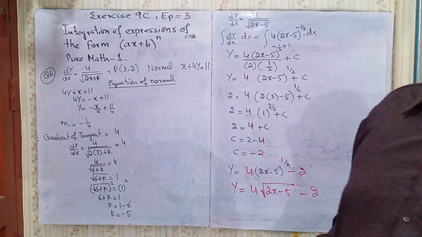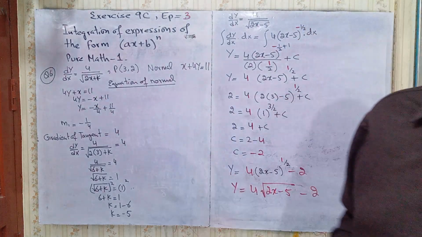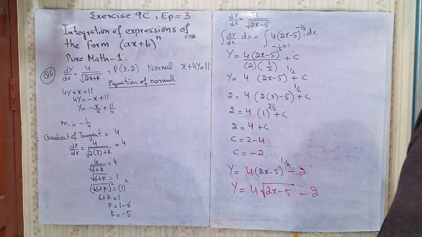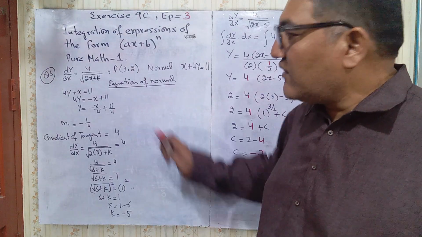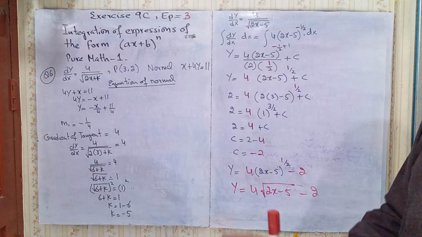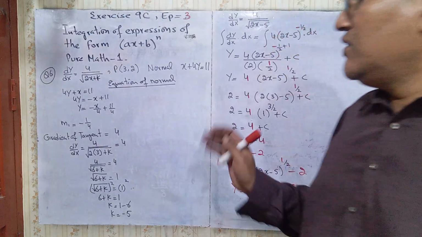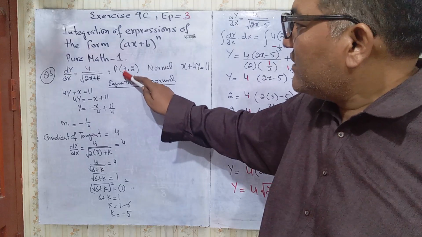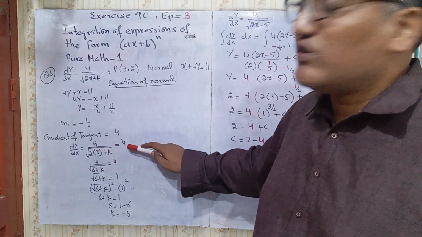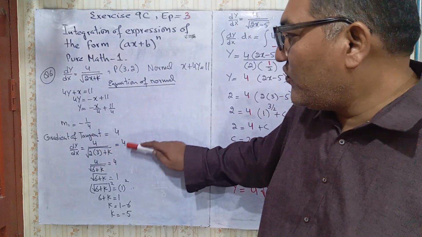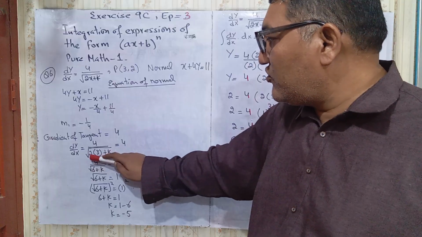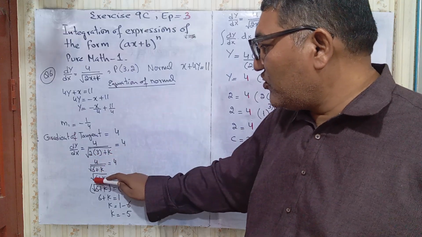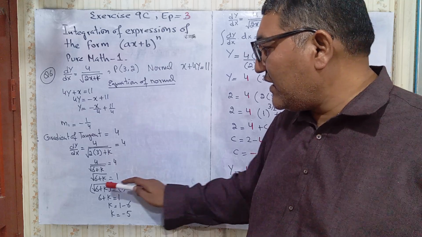So the gradient of the tangent will be, because the tangent and the normal are perpendicular to each other, if the gradient of the normal is minus 1 by 4, the gradient of the tangent will be the reciprocal of this with the sign changed. So that will be 4. So at dy by dx, if x equals 3, this will give the gradient of the tangent, which should be 4. So 4 under root 2 into 3 plus k, so 4 under root 6 plus k equals 4. So the 4 and 4 cancel, you get 1 here.